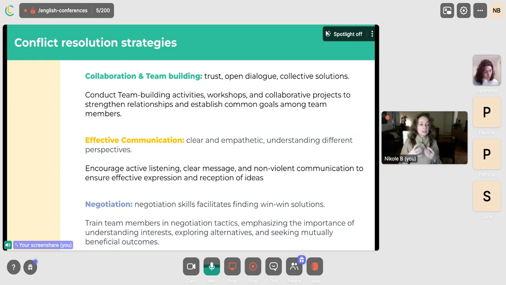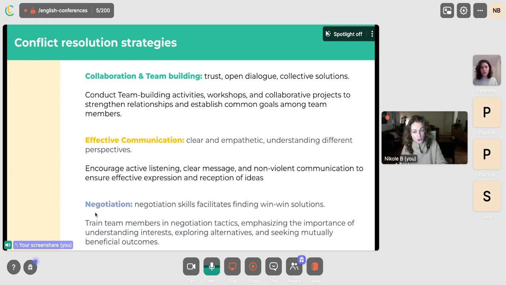Next, effective communication. So you want to build clear and empathetic understanding. So people understand that everybody has different perspectives and people try to understand that, okay, my way of thinking is not necessarily the only way of thinking. Let me try to understand something from another point of view, okay? So what you want to do there is you want to encourage active listening, clear communication, non-violent communication, right? Where people are not yelling at each other. And you want to ensure effective expression and reception of ideas.